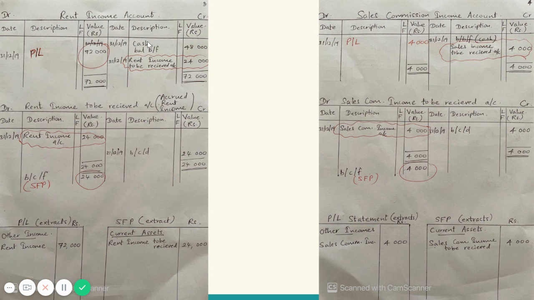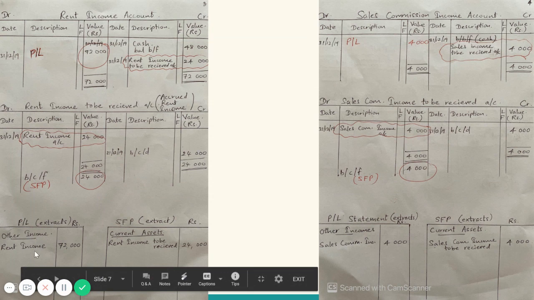So in the rent income account, there is already a balance brought forward or cash that has been received, 48,000, which is relevant for the period, and we are going to record the income to be received, or you can use the word accrued income also, 24,000. We are crediting it and debiting the same amount under the new account called rent income to be received or accrued rent income account. So at the end of the period, the full amount 72,000, once you balance the account, will be debited here. That balance will be credited in the profit or loss statement under other incomes.